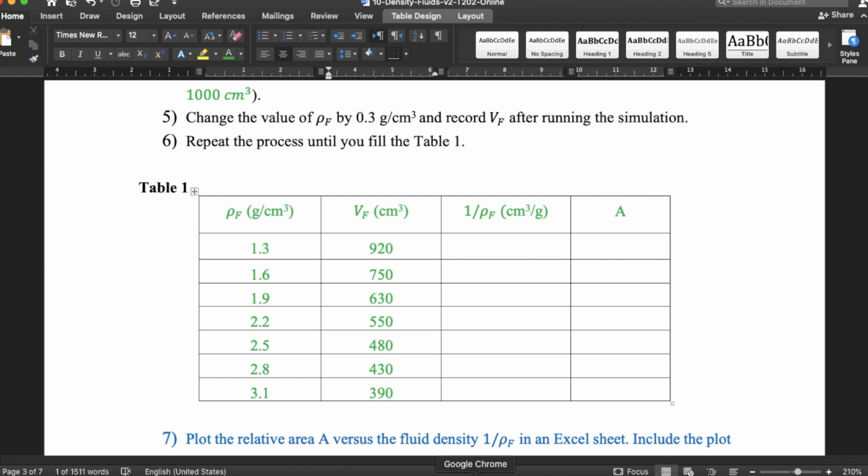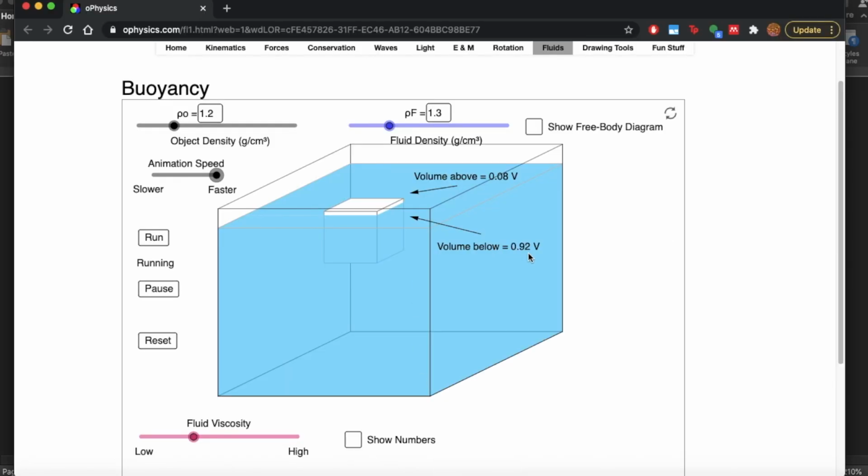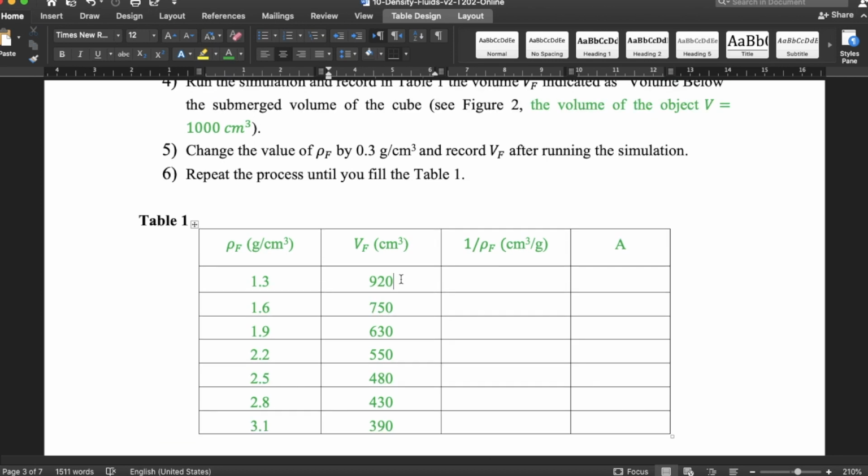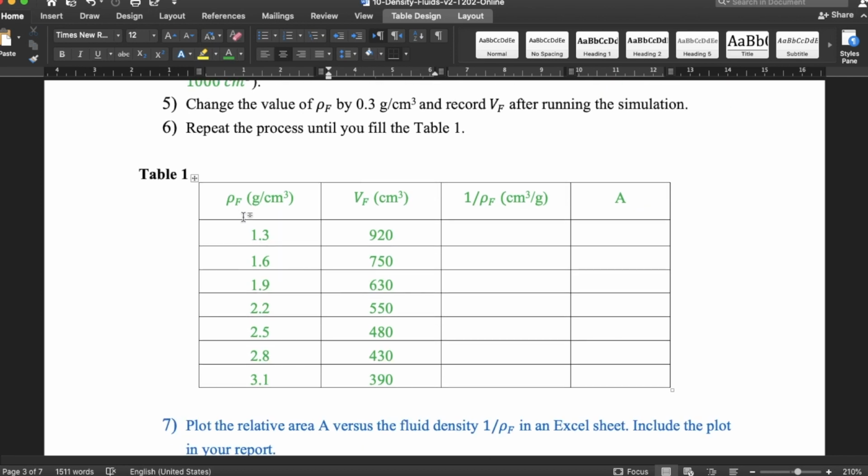Here it says it's 0.92 times the volume. This is the volume of the cube. But as you can see, the volume of the object is 1000 cubic centimeters. So simply multiply this number by 1000 to get the volume of the fluid in centimeter cubed. Alright, then do not touch the density of the object, but change the density of the fluid.